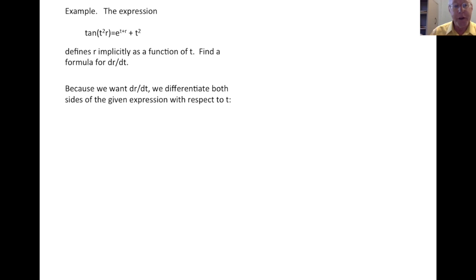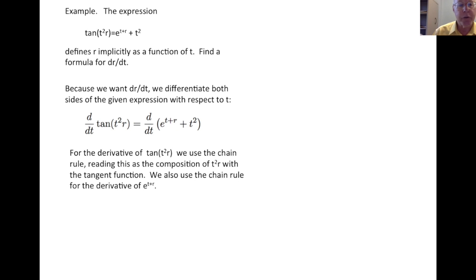So we want dr/dt, so we're going to differentiate both sides of this expression with respect to t, and think of r as being a function of t when we do this process. So there's the derivative applied to both sides. And once again, we have chain rule coming up. The tangent of t squared r is a chain rule. It's a composition of the function t squared times r with the tangent function. And likewise, e to the t plus r is a chain rule application. It's the function t plus r composed with the exponential function.